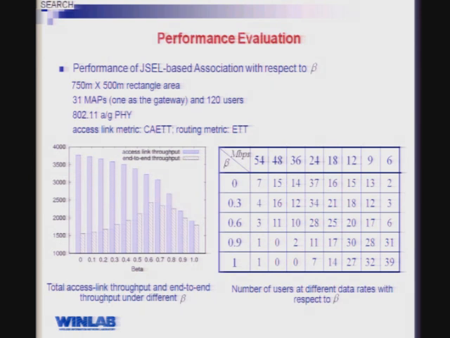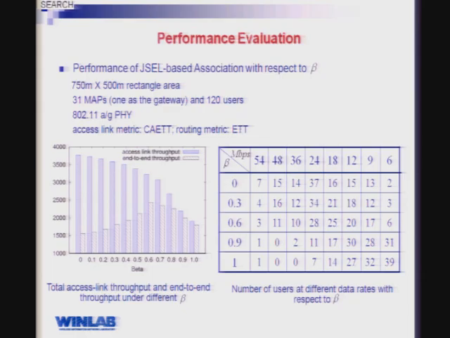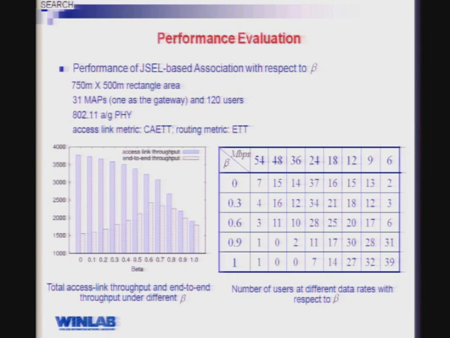Not really. Okay, so the second experiment investigates the performance of GSL-based association with respect to beta, because beta is a very important parameter that determines the weight of the access link and the backbone path. So we simulate a wireless mesh network with 31 MAPs, one as the gateway, and 120 users in a rectangular area. And we use the 802.11g physical layer model, so it supports 8 data rates up to 54 Mbps. And we use CAEPT as the access link metric and EPT as the routing metric.